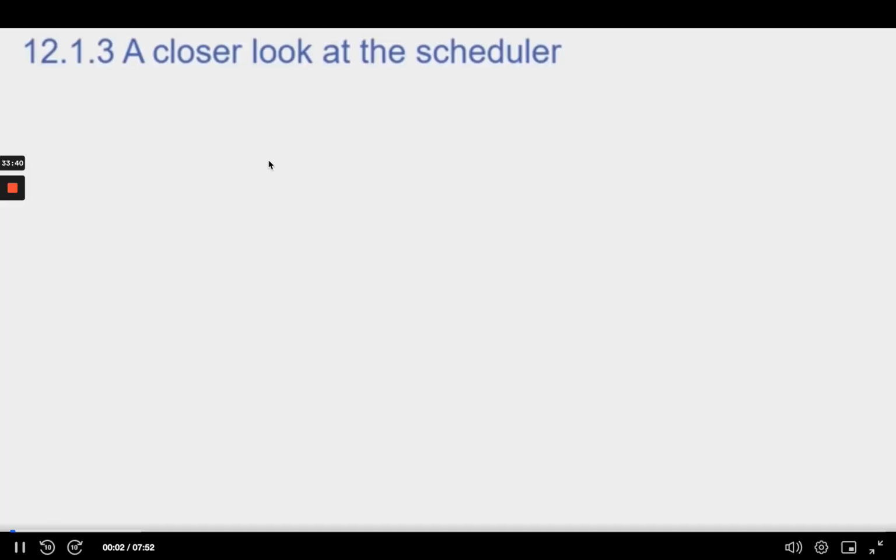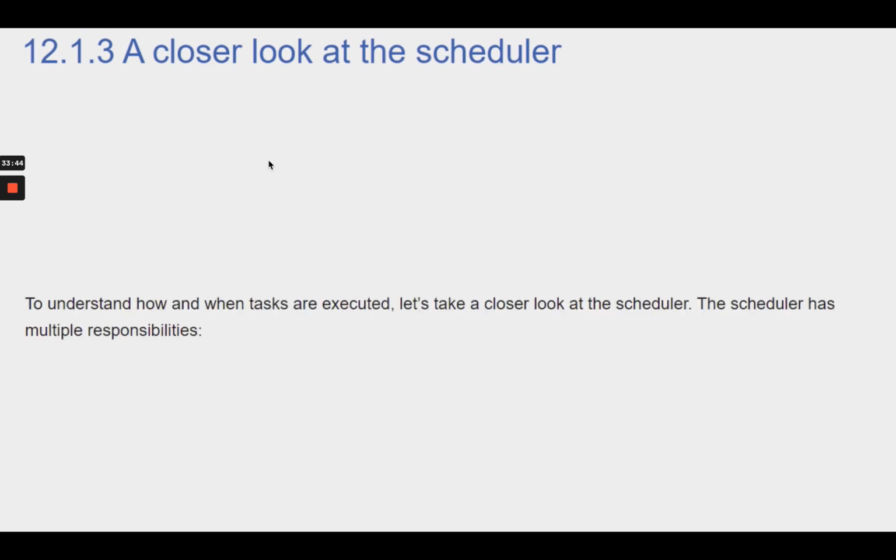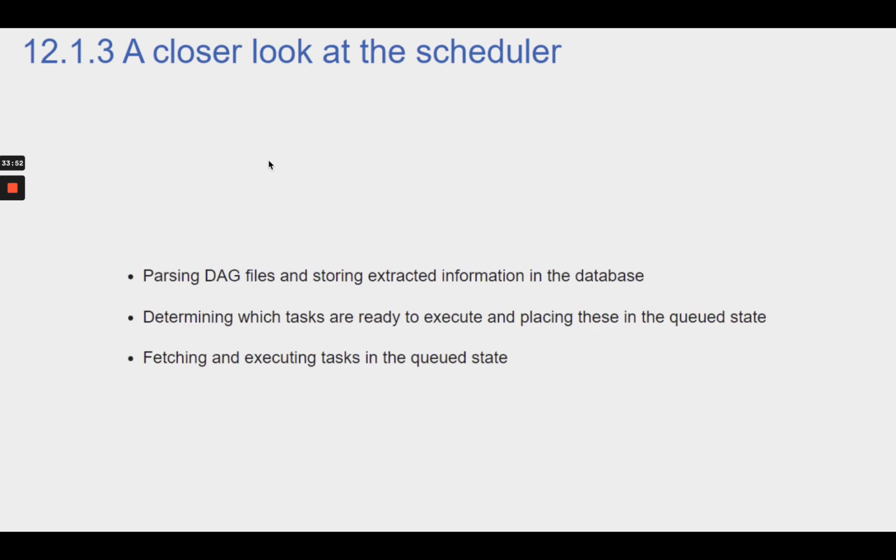Section 12.1.3, a closer look at the scheduler. To understand how and when tasks are executed, let's take a closer look at the scheduler. The scheduler has multiple responsibilities. Parsing DAG files and storing extracted information in the database. Determining which tasks are ready to execute and placing these in the queued state. Fetching and executing tasks in the queued state.